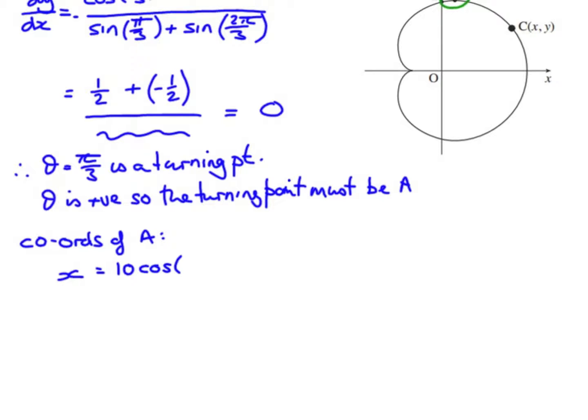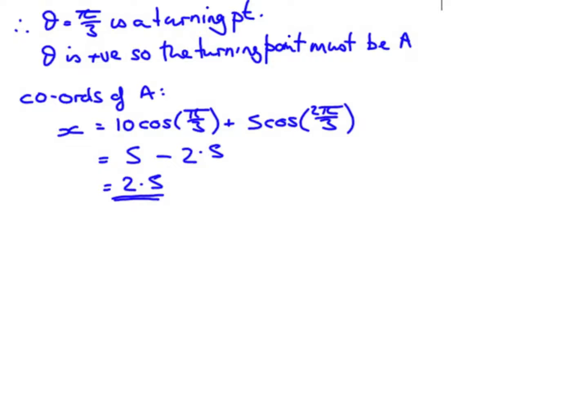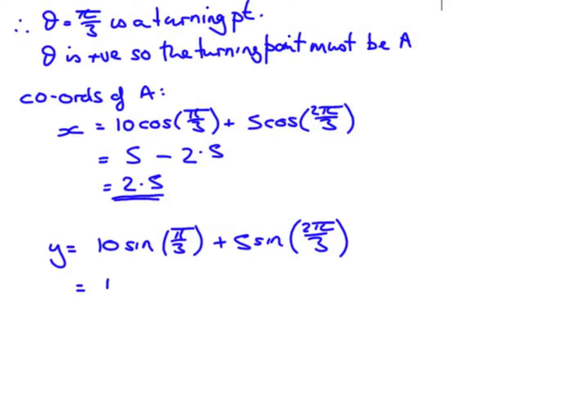So x is going to be 10 cos pi over 3 plus 5 cos 2 pi over 3. That turns out to be 2.5. And similarly for y, we get 10 sine pi over 3 plus 5 sine 2 pi over 3. And that turns out to be 15 root 3 over 2.